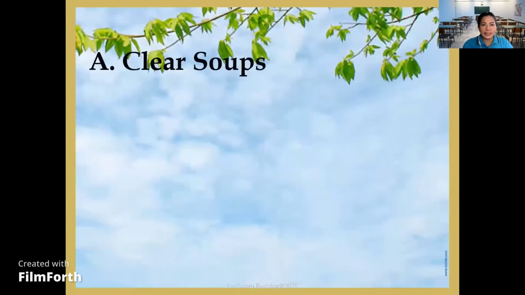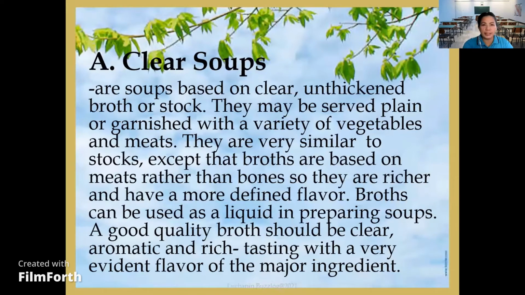Okay, another one is a clear soup. A clear soup is based on a clear and thickened broth or stocks. So they may be served plain or garnished with a variety of vegetables and meats, and they are very similar to stocks, except the broths are based on the meats rather than the bones. So they are richer, and they have more defined flavor. And the broth can be used as a liquid in preparing soups. And a good quality broth should be clear, aromatic, and rich tasting with every evident flavor of the main ingredients. So that is what we call the clear soup.